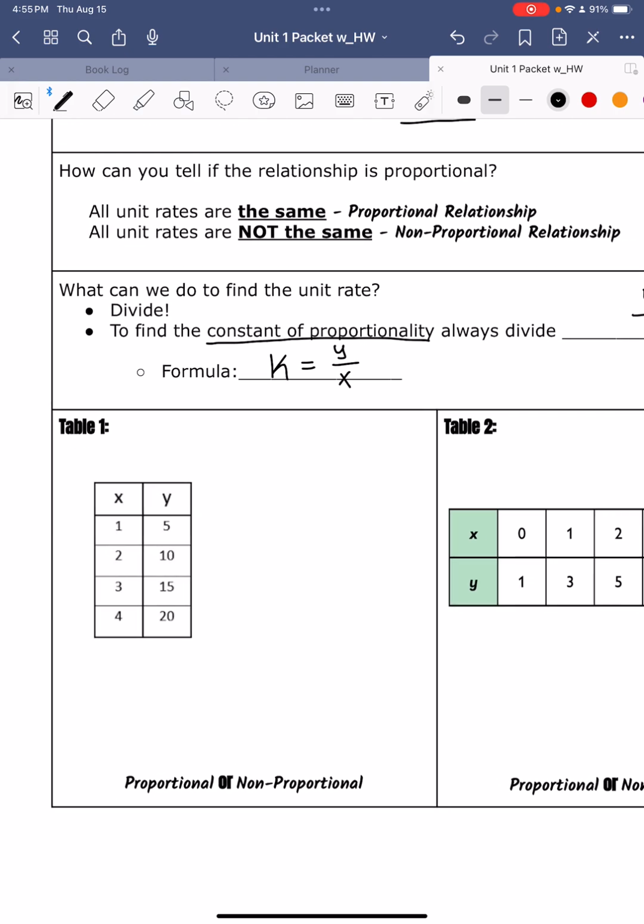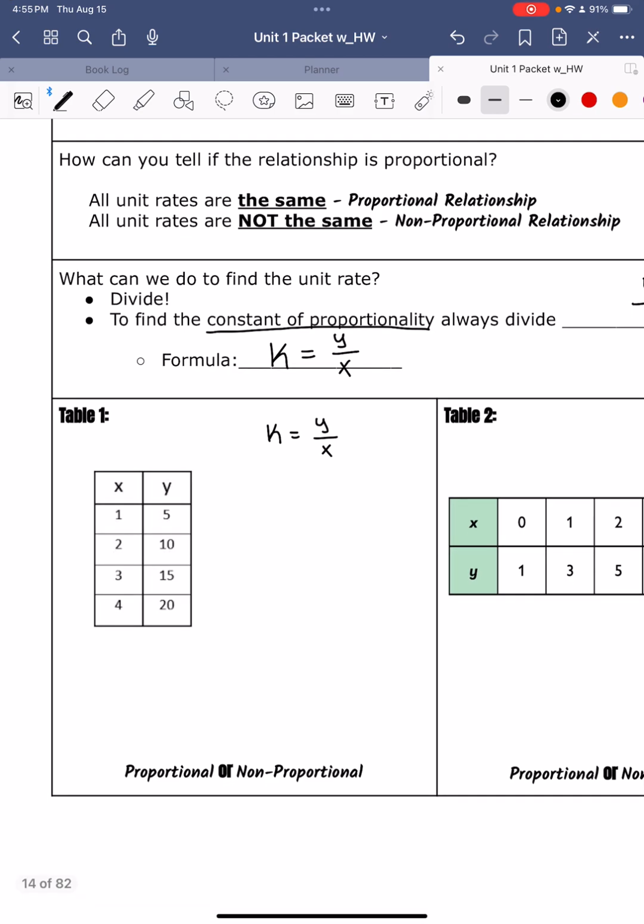So in our first table, the first thing I'm going to write down is my formula, k equals y divided by x. Now, this table is really nice because it tells me exactly what x is and what y is. Even if it's not labeled with an x variable and y variable, your x is always the first column and your y is always the second column. So be careful when you go to plug these in. When we are solving these, we have to make sure we check the unit rate of every single x and y pair.